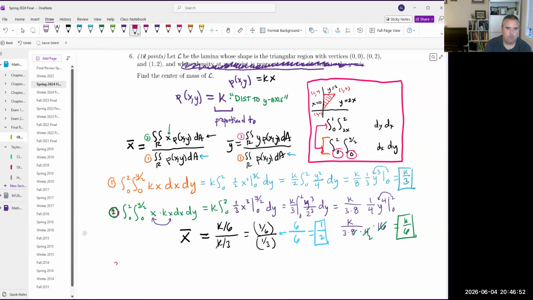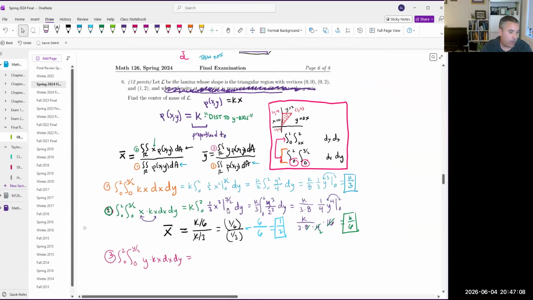Let's keep going. Third one, the integral from 0 to 2, the integral from 0 to y over 2, and this time it's going to be y times kx dx dy. Most exams we just ask for one of the values, x bar or y bar, just because usually by the time you've computed 2, you've shown your understanding. But this exam, they went for the whole thing. Okay, we're integrating with respect to x first, so I can take the y out. 1/2 x squared, 0 to y over 2 dy.